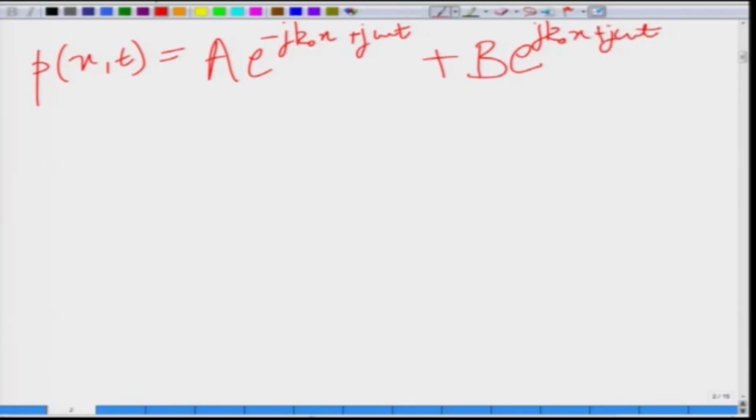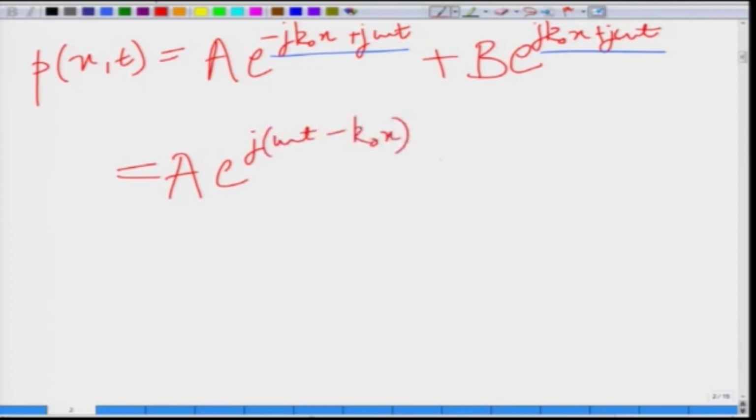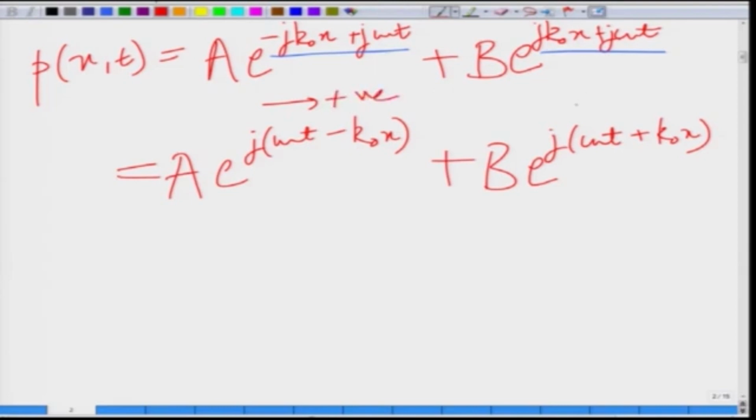This term is like the phase. So, we can probably write it in a cleaner and slightly better form like this. Clearly, this is the forward propagating wave, or the one that propagates in the positive x direction, and this is the one in the negative x direction. All right. So, what do we do after this?